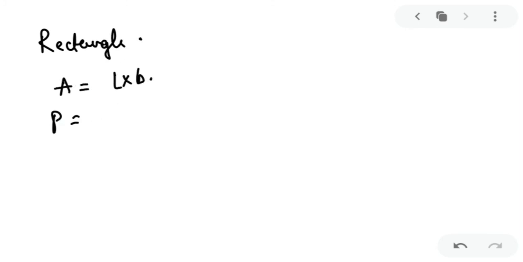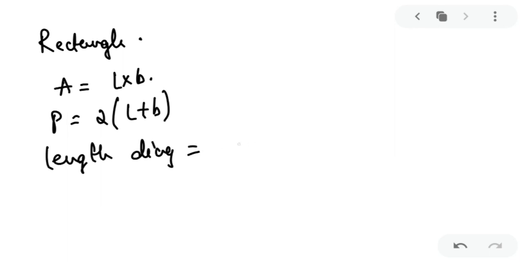Next, my dear kids, rectangle. What is the area of a rectangle? Area is equal to length into breadth and perimeter is equal to 2 into (L plus B). Got my point clear? And what will be the length of the diagonal? Diagonal will be under root L square plus B square.